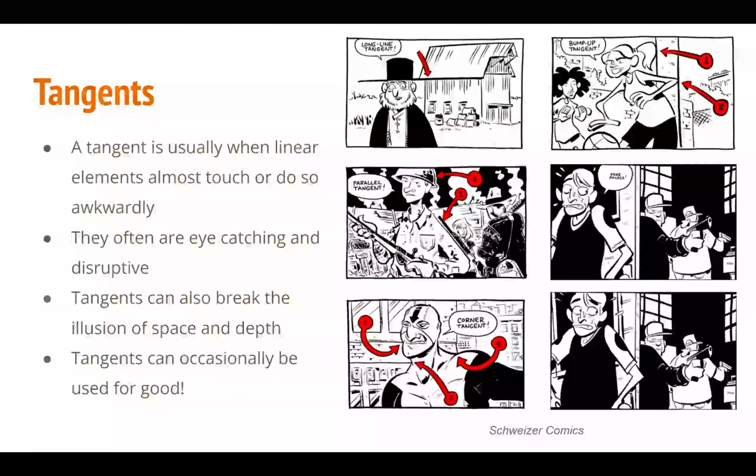Tangents is something you need to consider when you think about lines. This is where linear elements almost touch, or they do touch in a very awkward way. So this creates a lot of visual tension in the image. So this is eye-catching and disruptive. And tangents can also break the illusion of space and depth, right? So that can make things not feel understandable. So tangents can sometimes be used for good, but a lot of times they just make the image a little bit harder to read, or they're really distracting, right? You want to keep looking at them.